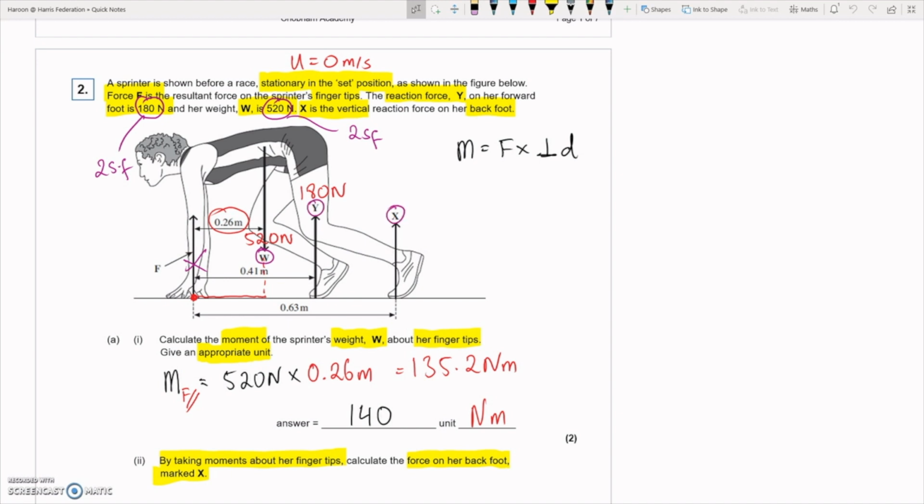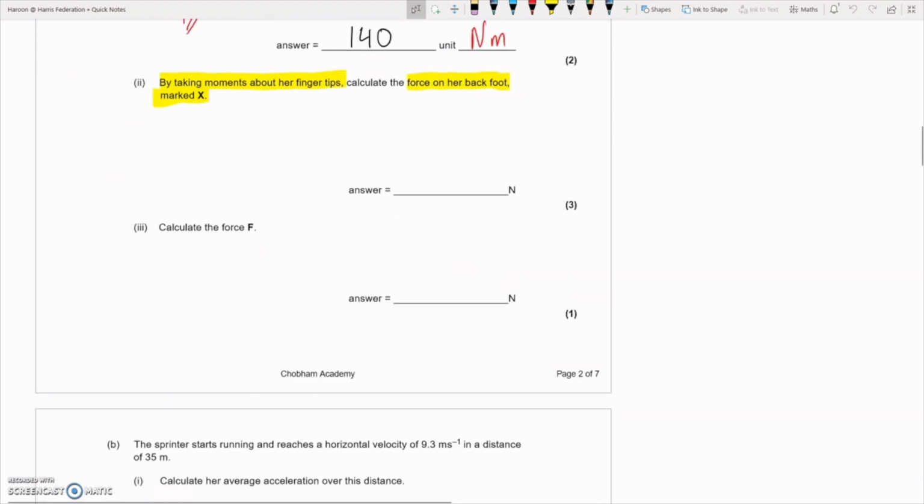So I can see W is acting down, Y is acting up, and X is acting up. Or another way of saying it is W is acting clockwise, Y is acting anti-clockwise, and X is acting anti-clockwise as well. Now we know from moments that there's a rule. So the conservation is basically conserving moments. So we say that the sum of anti-clockwise moments is equal to the sum of clockwise moments.